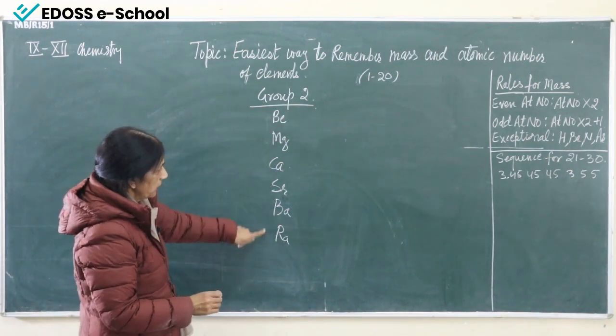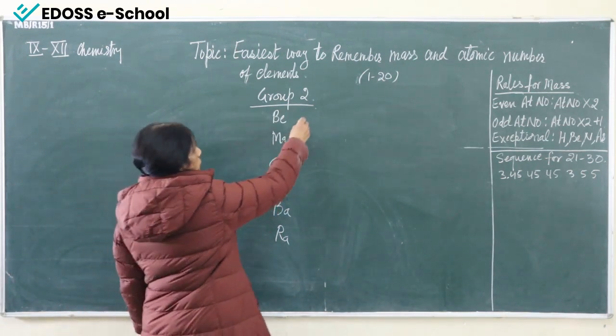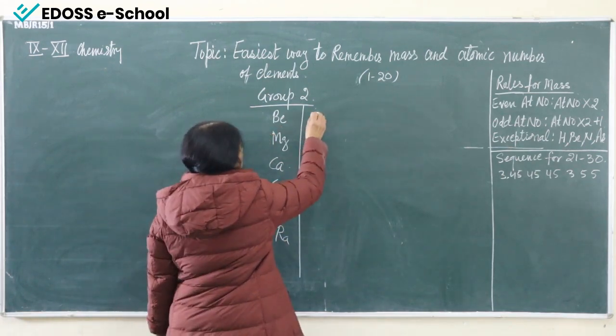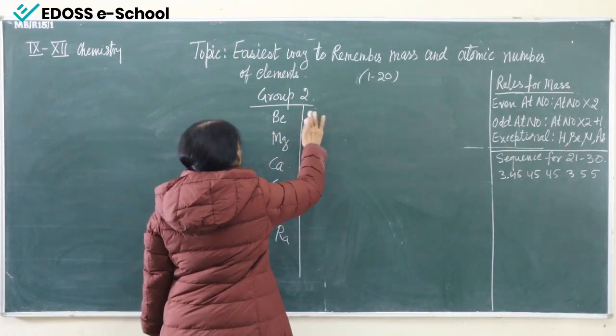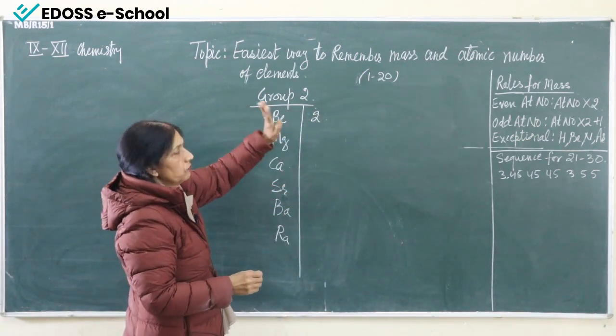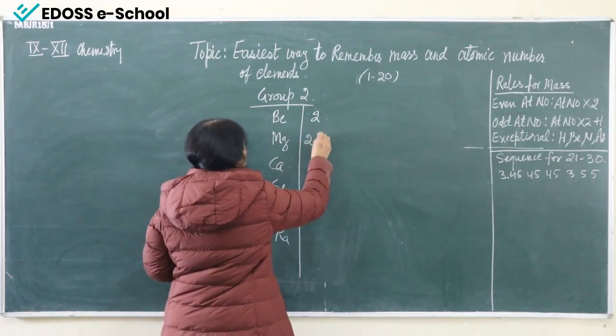In the same way, now we will write their atomic numbers. So how will we write the atomic number? Beryllium, this is 2. Okay, this is group 2, so this is 2. For magnesium, this is 2 plus 8.